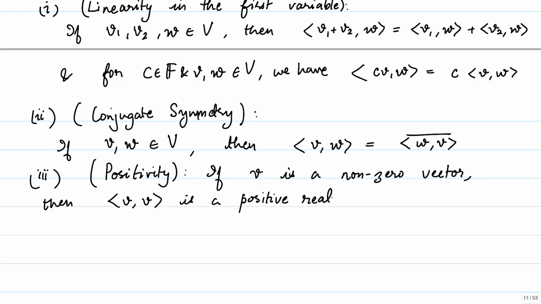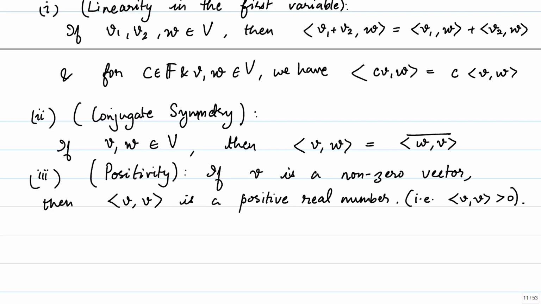This is the first time I am mentioning something as real or complex. Here, irrespective of what F is, the inner product of V with itself is a positive real number. We will write it in short as the inner product of V with itself is greater than 0. This is the notation for it.